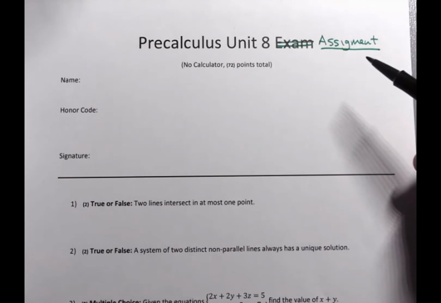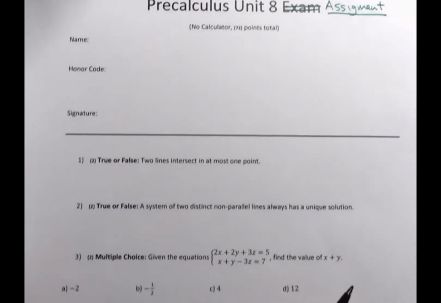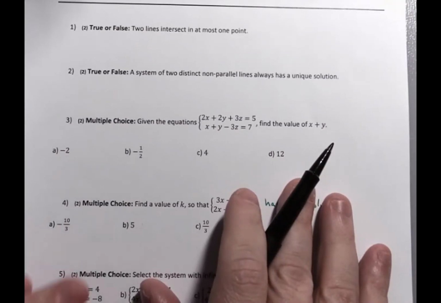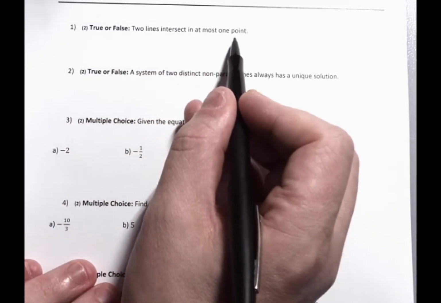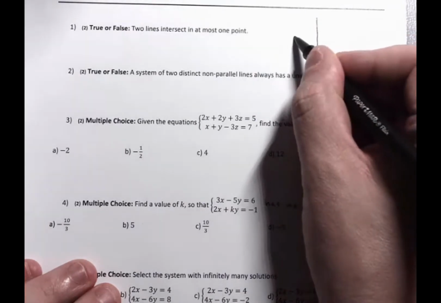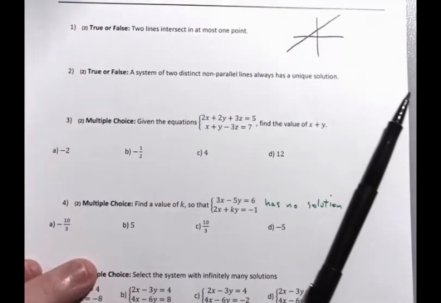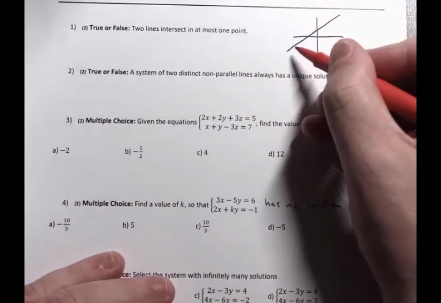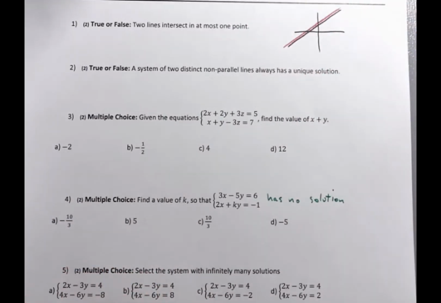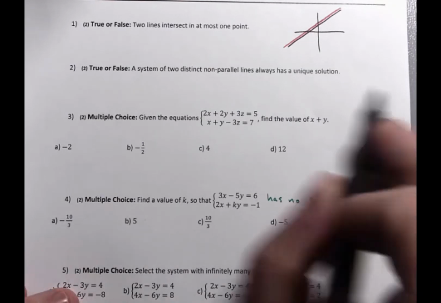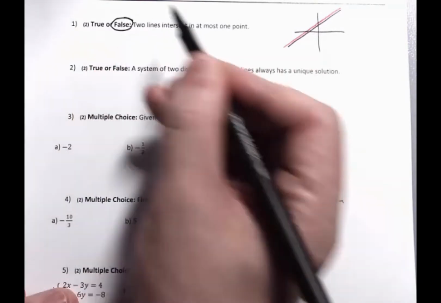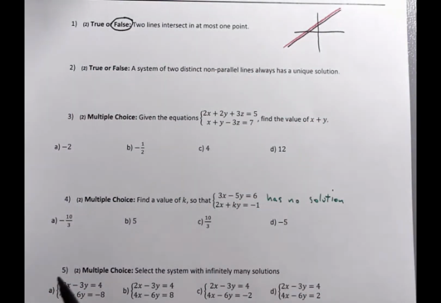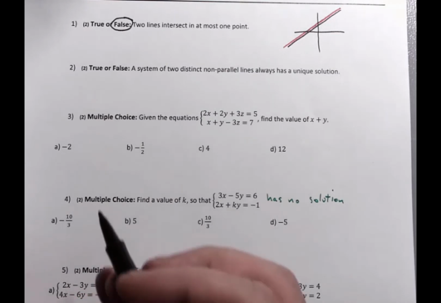Okay, the first page of this assignment is a true, false, and multiple choice section, and let's go check them out. So the first problem is true or false, two lines intersect in at most one point. Well, notice that if we had two lines that were actually identical, then those two lines would actually intersect at infinitely many points. So is it true that they have to intersect at most one point? That is a false statement, because lines can intersect in hypothetically infinitely many points if they are the same line.